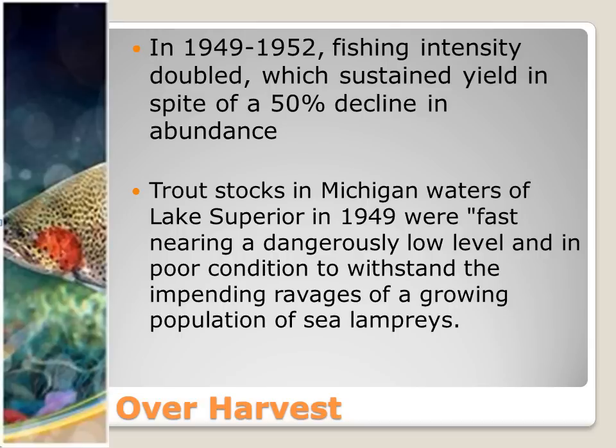From 1949 to 1952, the commercial fishing intensity doubled, which sustained yield in spite of a 50% decline in abundance. Trout stocks in Michigan waters of Lake Superior in 1949 were fast nearing a dangerously low level and in poor condition to withstand the impending ravages of a growing population of sea lamprey.